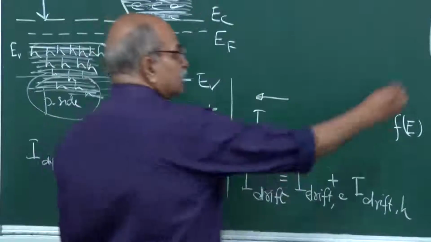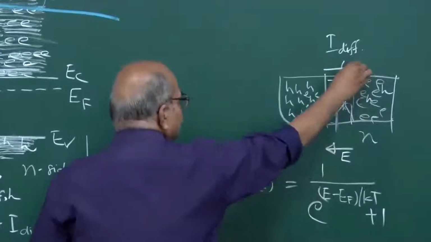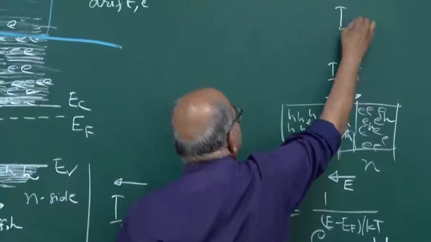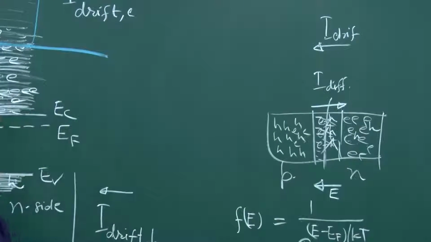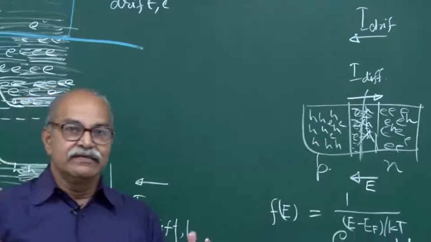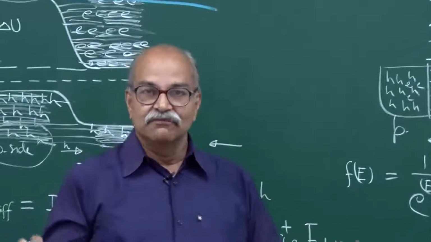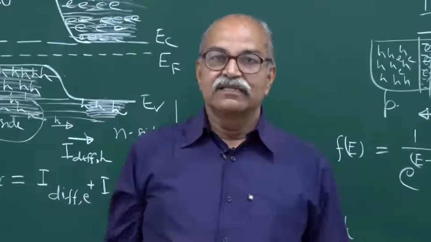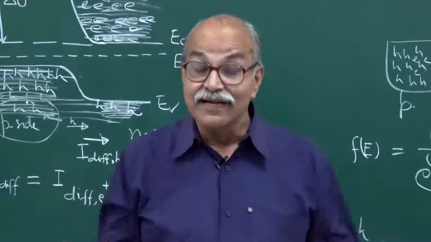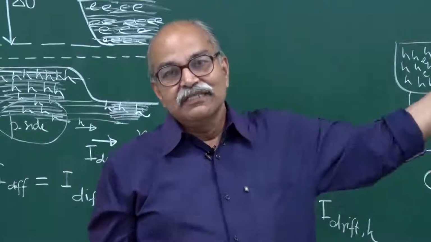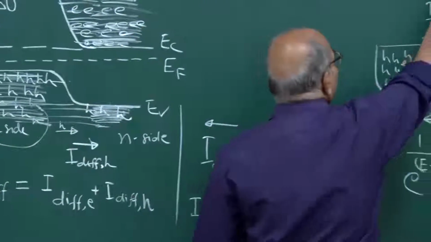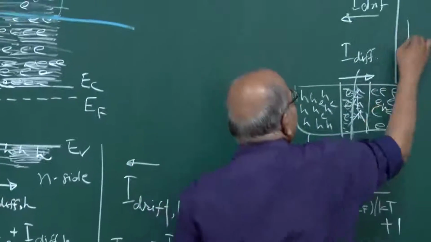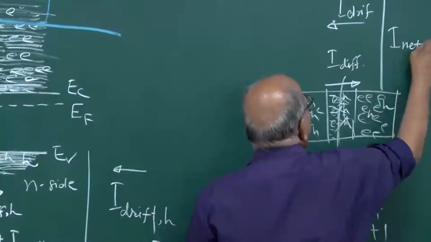Diffusion was in the direction p side to n side, and drift is in the opposite direction. In equilibrium, when you have not added any external circuit, there is no final net current, and so these two are equal in magnitude. Okay? So these two are equal in magnitude, giving you net current 0.